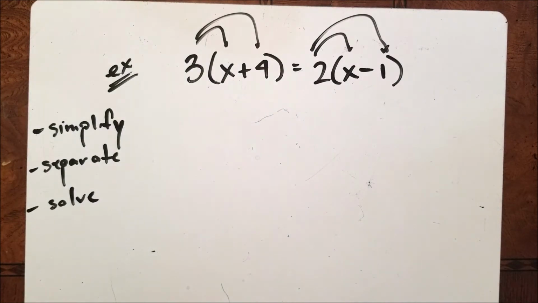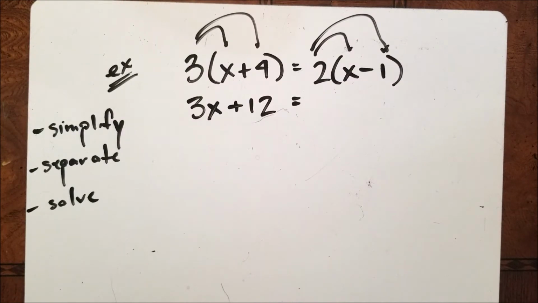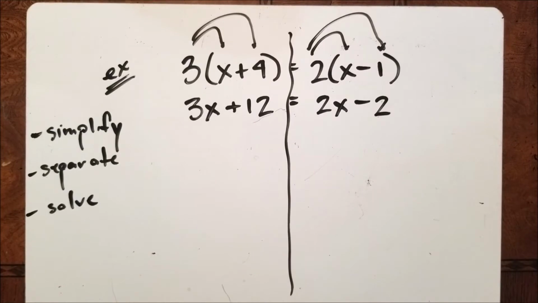3 times x is 3x. And 3 times positive 4 is positive 12. Very nice. And continue on the other side. 2 times x is 2x. And then finally 2 times negative 1 is negative 2. Very nice. Don't forget the wall. Now, you might not need this wall, but just since we're learning. There's my equal sign, and that's my dividing line. Remember, whatever I do to one side, I have to do the other side also.